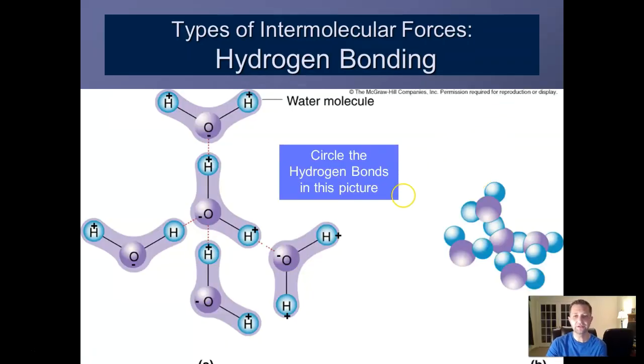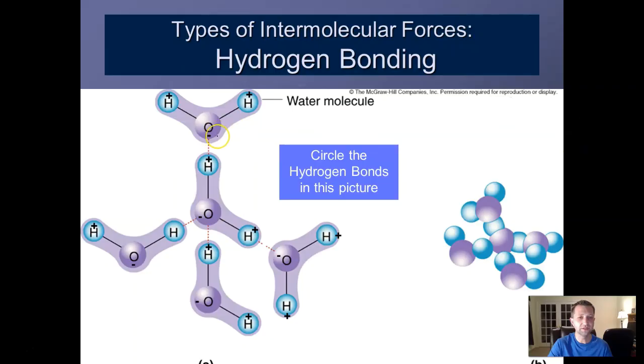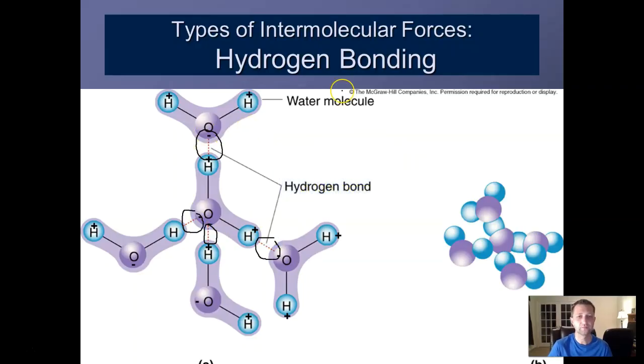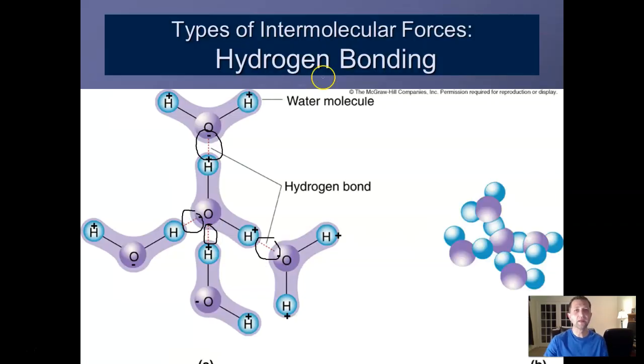Okay, so circle the hydrogen bonds in this picture. There are quite a few. So you take a second and do that. Okay, so if I change the color so you can see it, there's one right here, here, here, here. Okay, 4 hydrogen bonds in this picture. And those are just a couple that it shows. Okay, that takes care of this main lesson here on the 3 types of intermolecular forces.